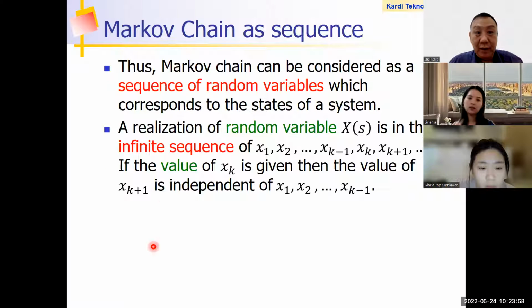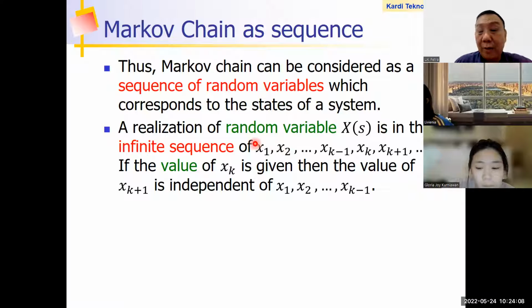So the Markov chain can be considered as a sequence of random variables, which correspond to the states of the system. I am calling this a trajectory. The sequence is basically the sequence of nodes, right? So basically the trajectory. One realization of those random variables is the infinite sequence. So this is the trajectory.